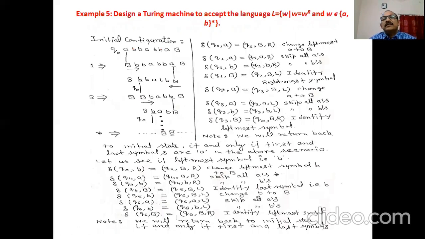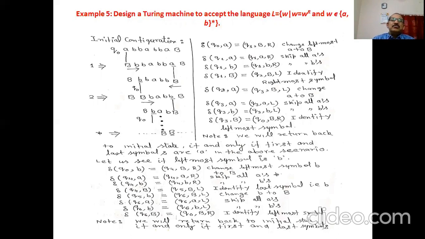Let us take another example. Design a Turing machine to accept the language L = {W | W = W^R and W ∈ {a, b}*}. Actually, this is a palindrome language. In this language, all words are palindrome words, and the language is the palindrome language. And you all know what a palindrome word is.